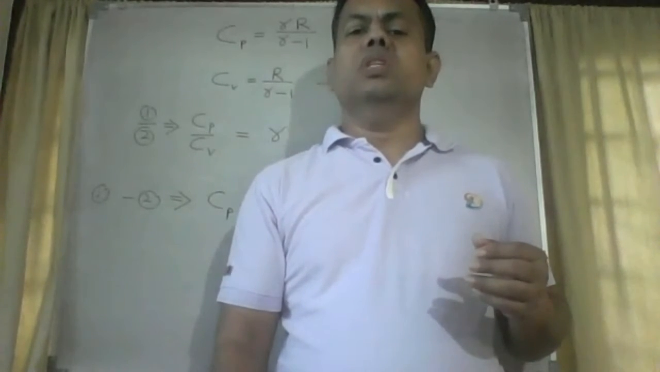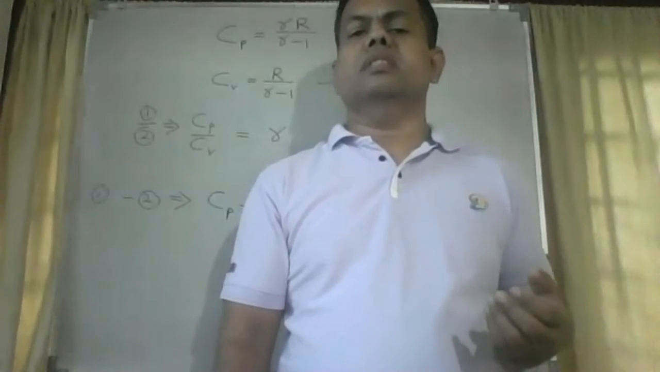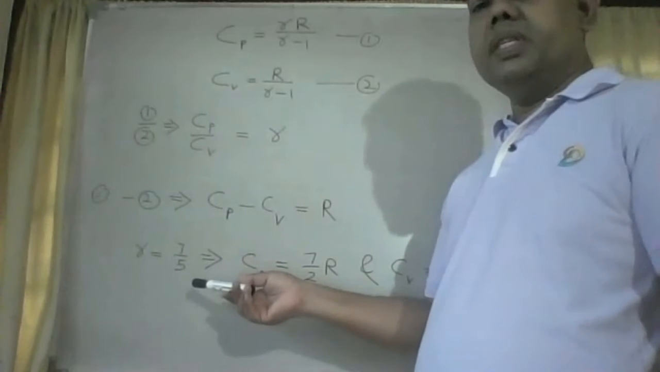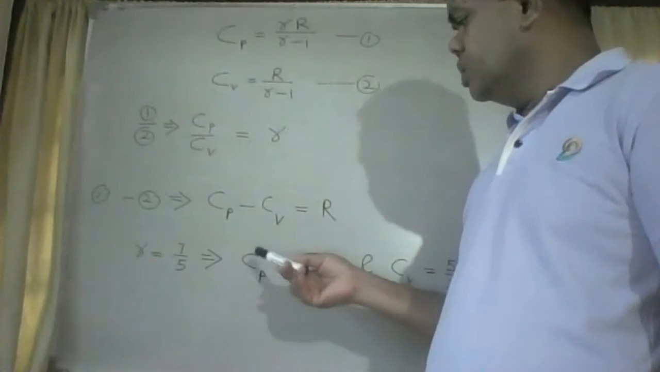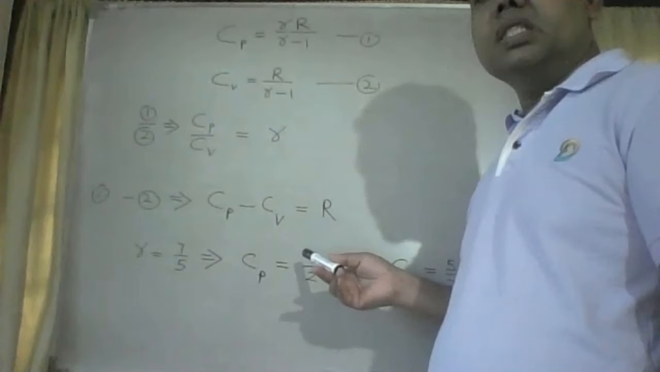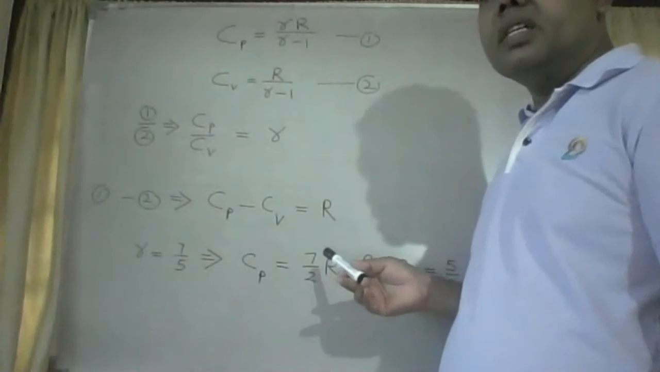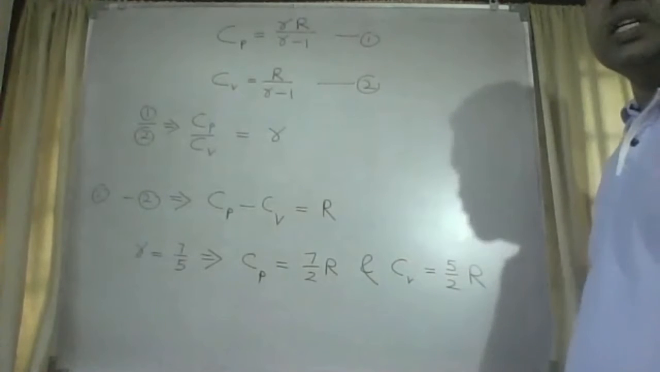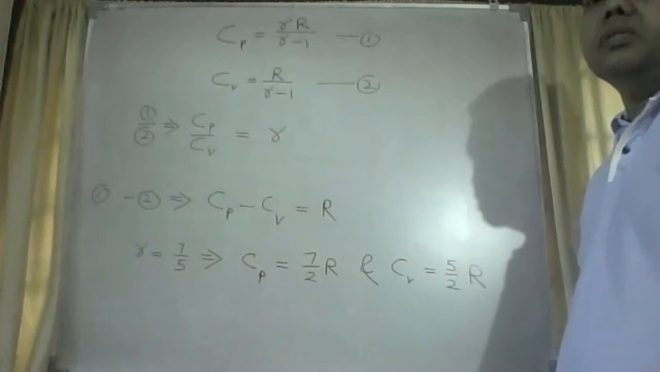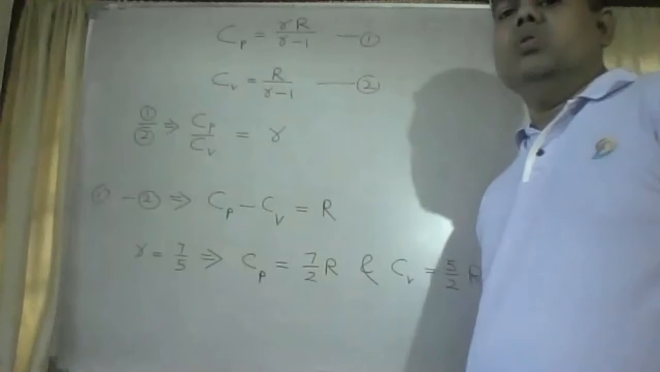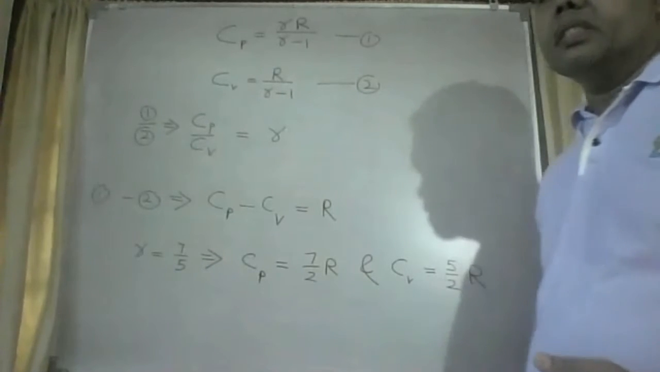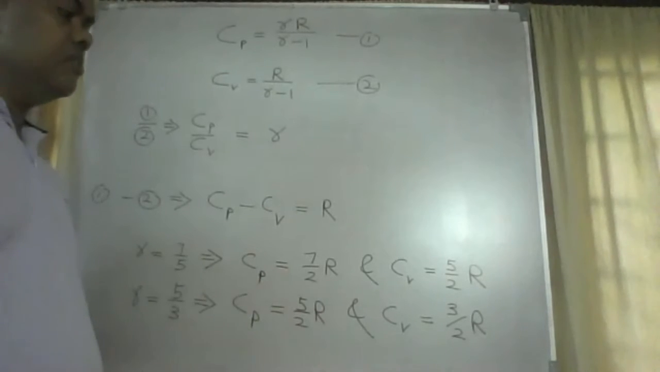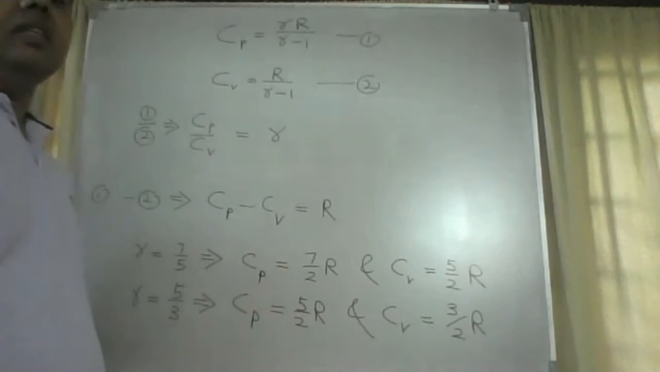For diatomic gases, gamma equals 7/5 and therefore Cp equals 7/2 R and Cv equals 5/2 R. For monatomic gases, Cp equals 5/2 R and Cv equals 3/2 R.